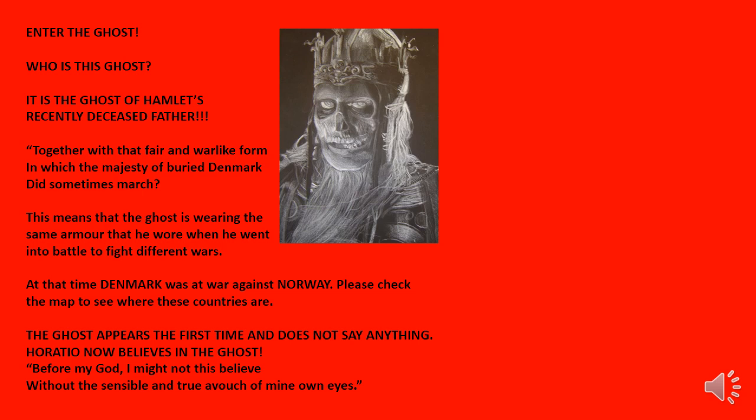"Together with that fair and warlike form in which the majesty of buried Denmark did sometimes march." This means the ghost is wearing the same armor that he wore when he went into battle to fight different wars. That's important. Whenever the ghost appears in Hamlet, he's wearing this battle armor. At that time, Denmark was preparing for war against Norway. So you can go back to your map to see where these countries are.